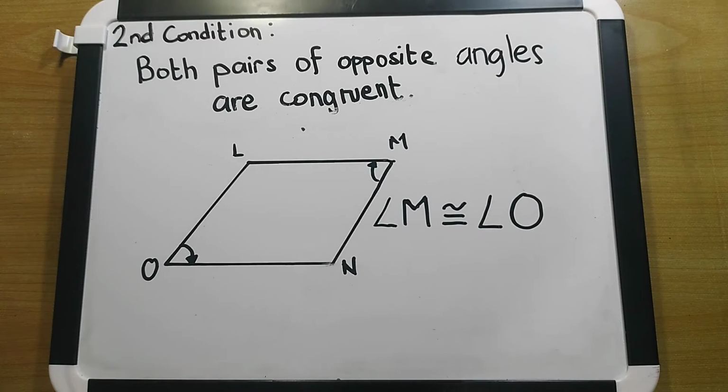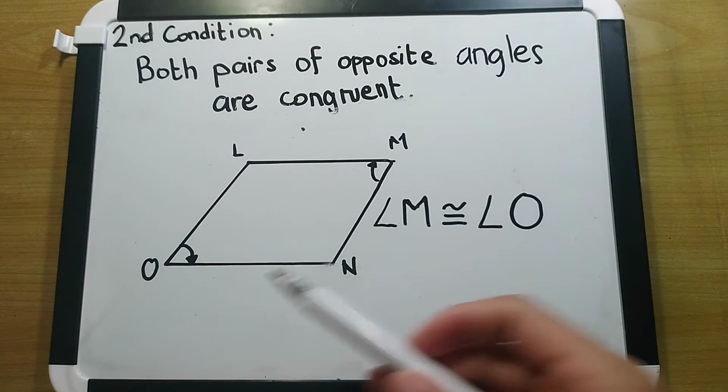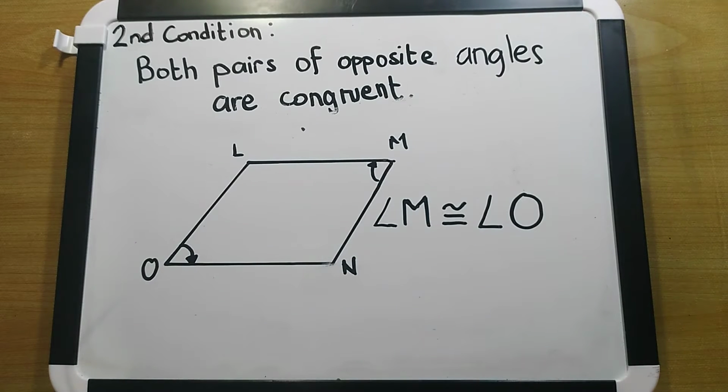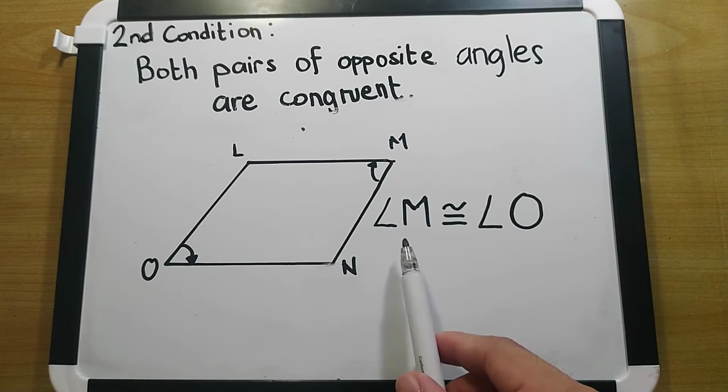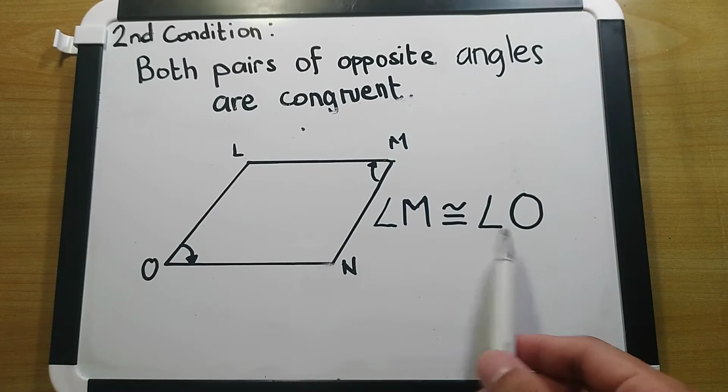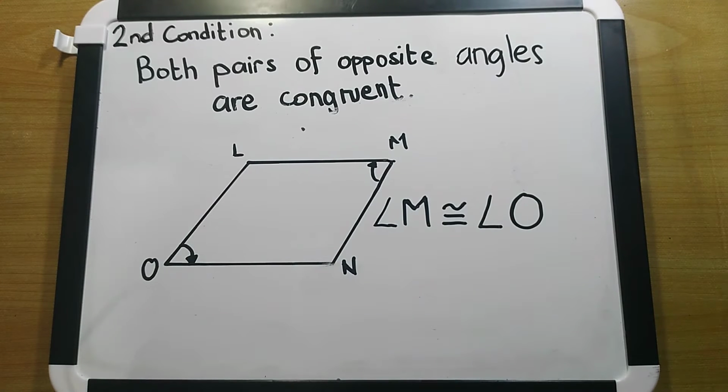For the second condition, if both pairs of opposite angles are congruent, then it is a parallelogram. We have here quadrilateral LMNO. We are given two pairs of angles, angle M and angle O. As you can see, they are opposite angles. We have here the symbol for congruence. Angle M is congruent to angle O. It is already shown that these opposite angles are congruent. Therefore, this quadrilateral is a parallelogram.